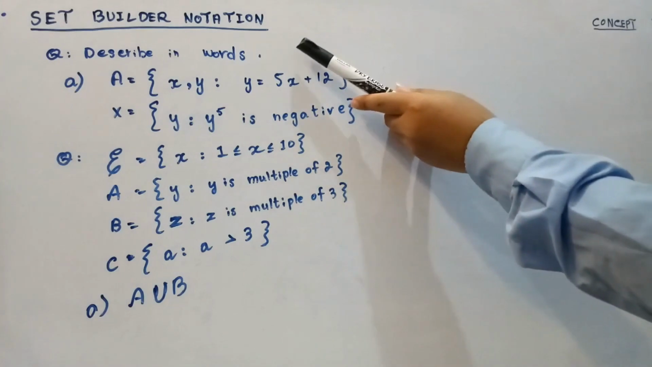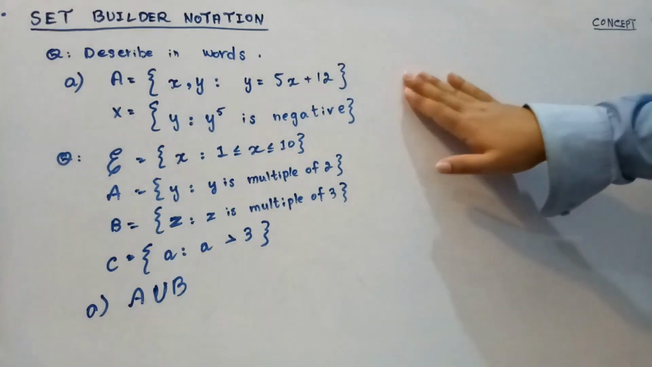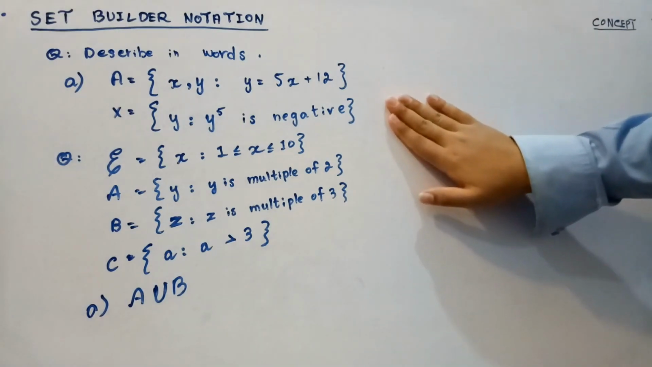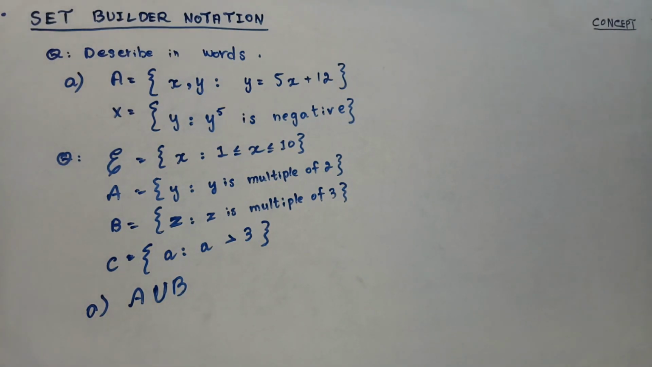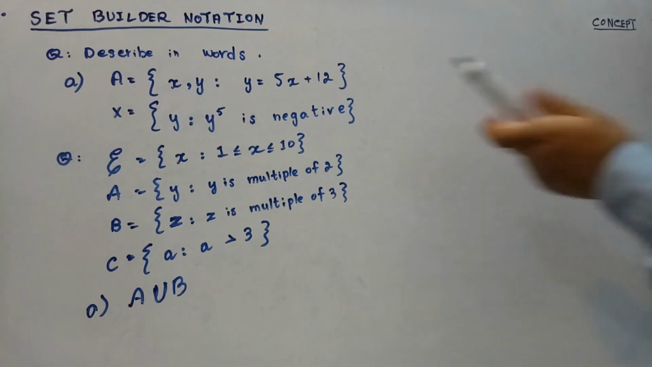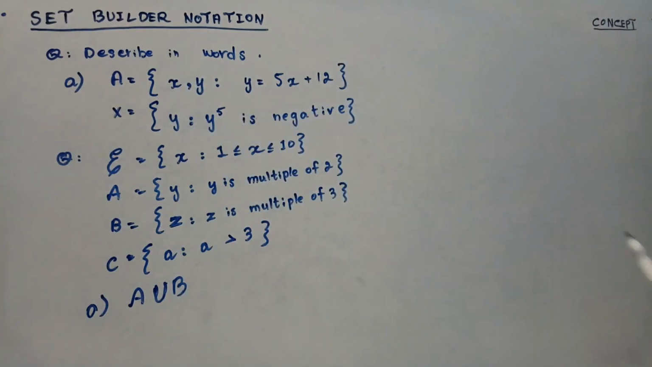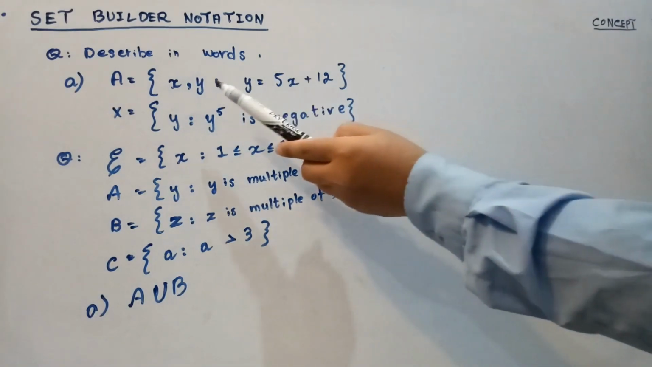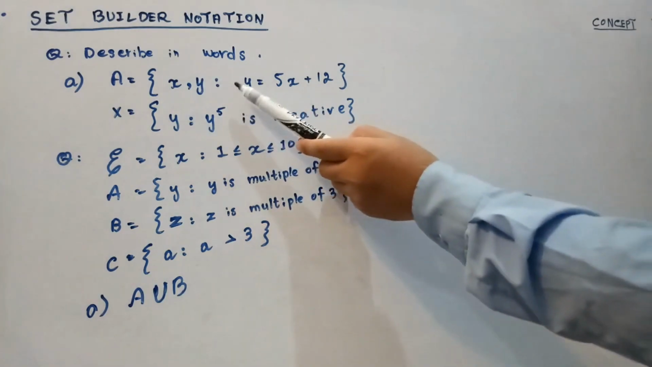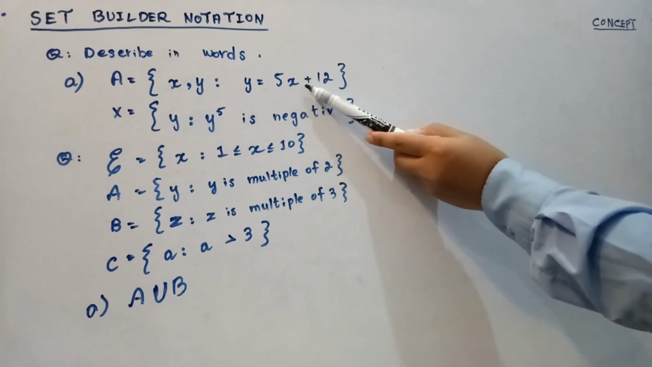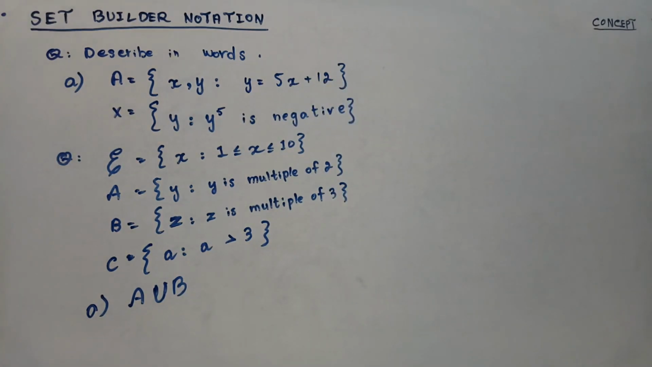Alright, here we have to describe the sets in words. This is a set builder notation, and we have to convert it into descriptive form. So you can see we have a set A, and in this we have two types of elements, x and y, such that y is equal to 5 times x plus 12. Okay, you're getting my point. Set A has two types of elements, x and y, such that y is equal to 5x plus 12. Clear?